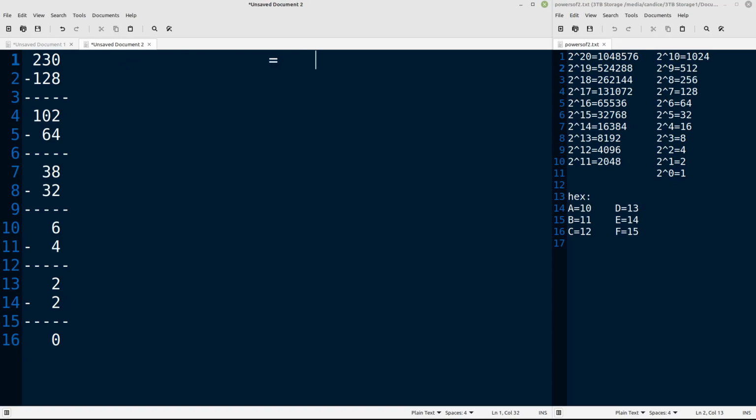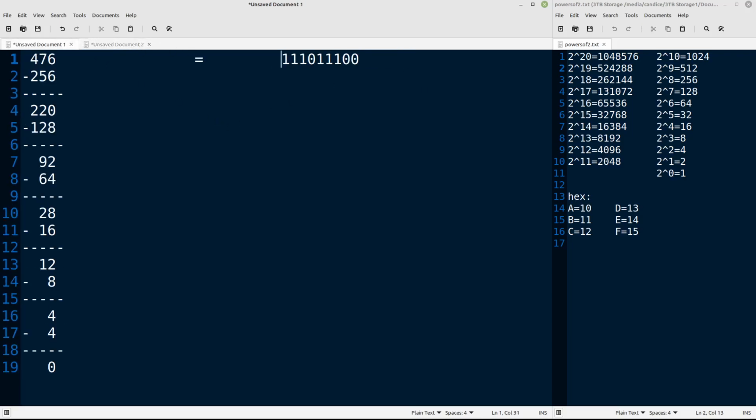So 230 in binary is going to be, we subtracted 128, so we put a 1. We subtracted 64, so we put a 1. We subtracted 32, we put a 1. We did not subtract 16 or 8, but we did subtract 4 and 2, but not 1. So it's going to be 1, 1, 1, 0, 0, 1, 1, 0. Okay, so far? Hopefully that makes sense.